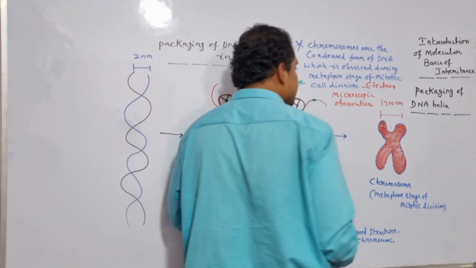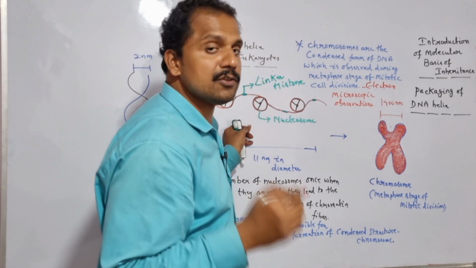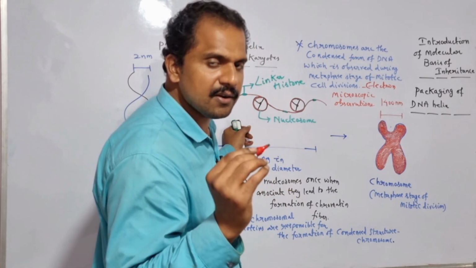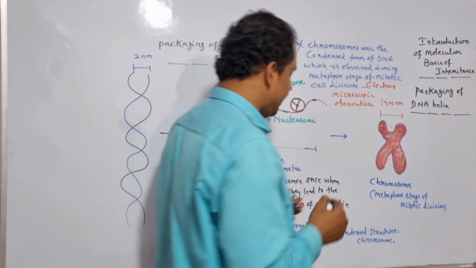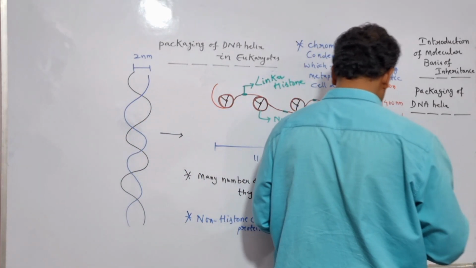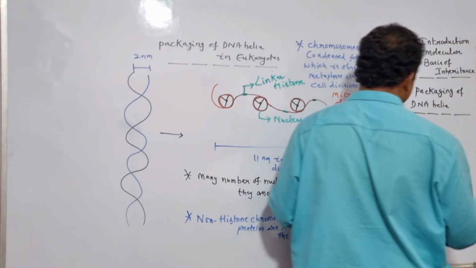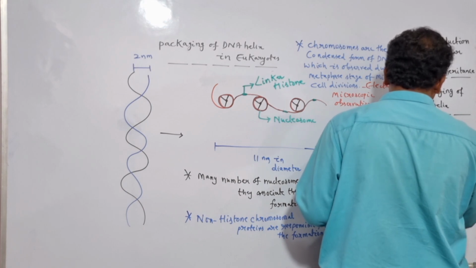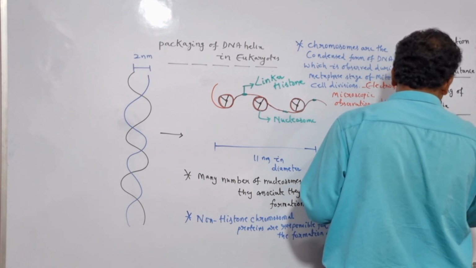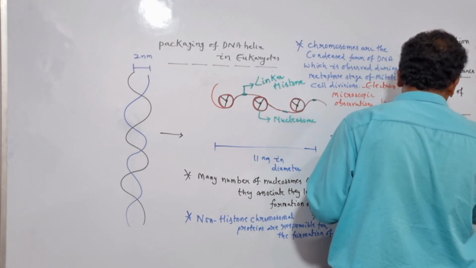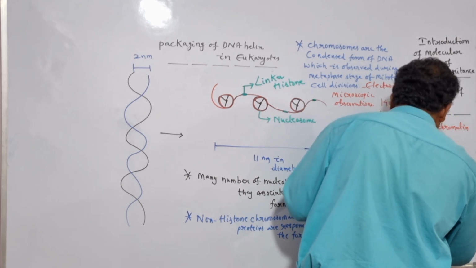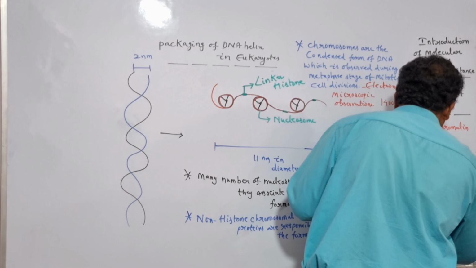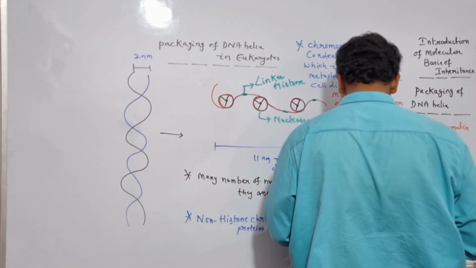So here in one particular typical nucleus, there are two specific regions and these include heterochromatin and the other one is euchromatin. Is it clear? So what is heterochromatin and what is euchromatin?